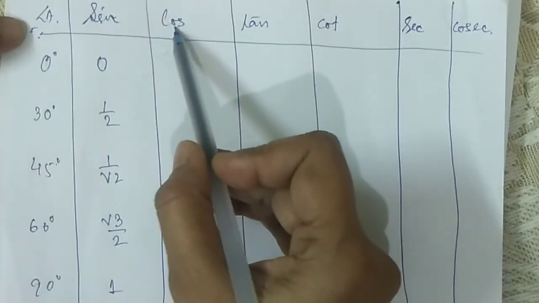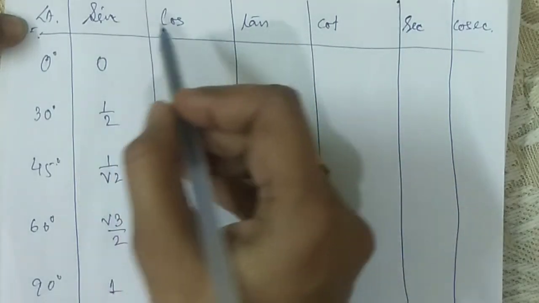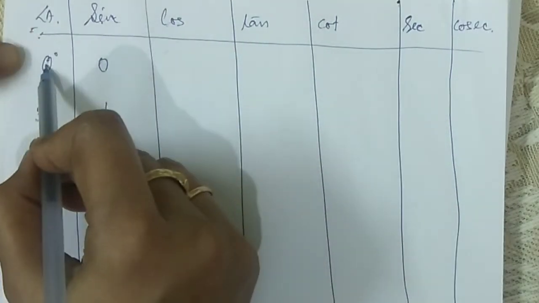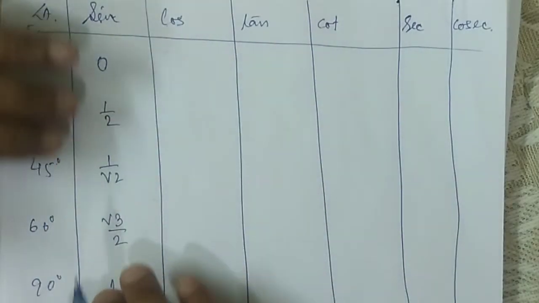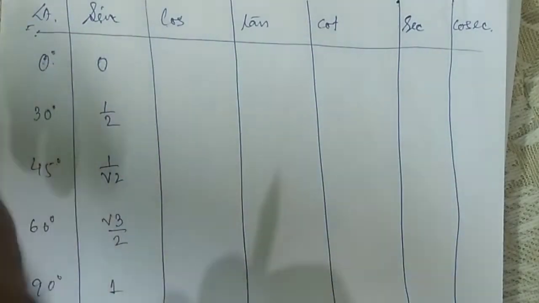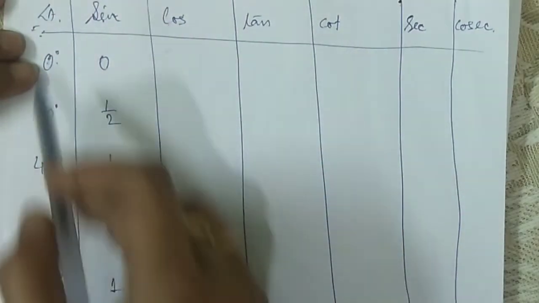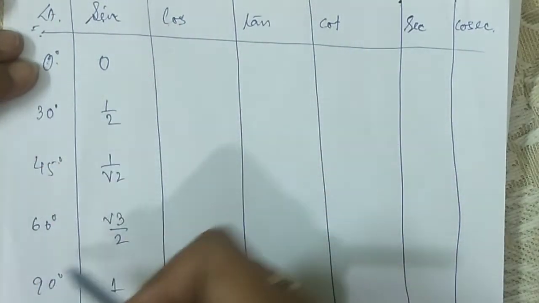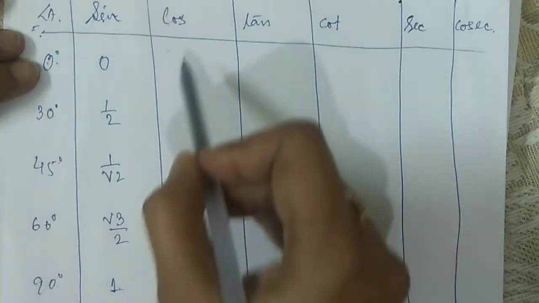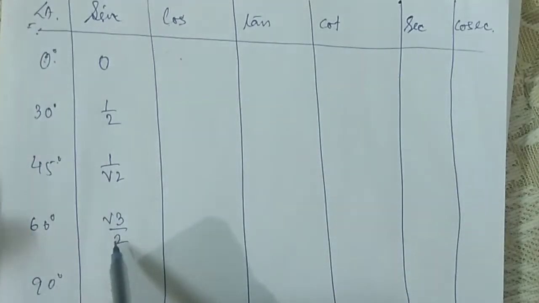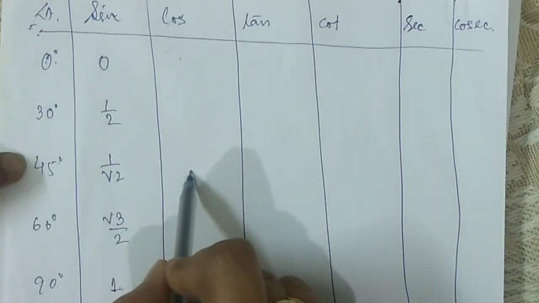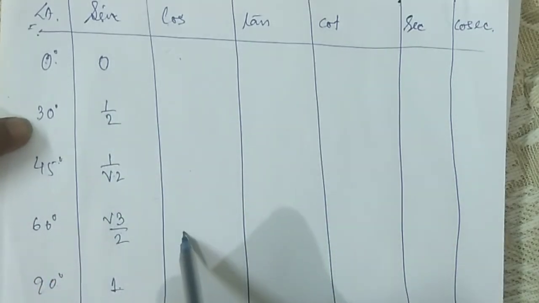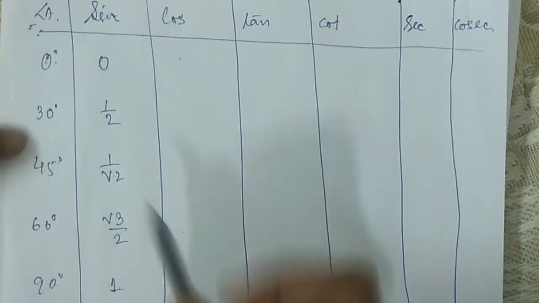Now for finding cos, when you find cos 0 degree, this whole set of values will be reversed. What was for 90 will be for 0, what was for 60 will be for 30, what is for 45 will remain as 45, then 30's value will come here, then 0's value will come here.